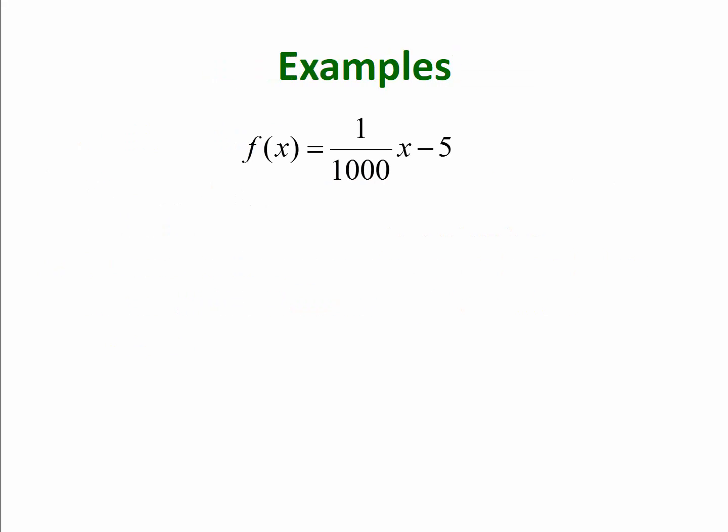f of x equals 1 over 1,000 x minus 5. This is in function notation, and we see that this is a linear function because it's in the form y equals mx plus b. The slope is 1 over 1,000, so the rise is 1, the run is 1,000. So this is a very flat slope, and we can see that the value of b is negative 5, so that's our y-intercept. To graph this, we'll go to our graphing calculator.